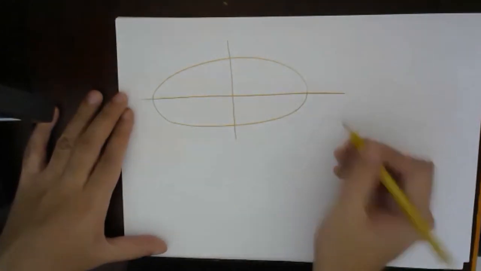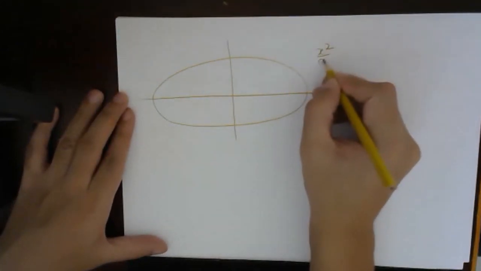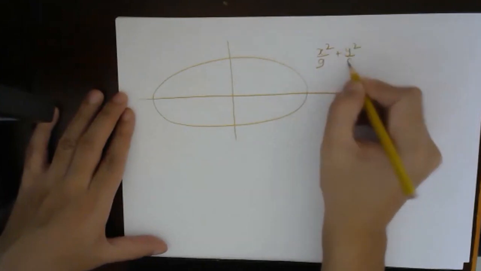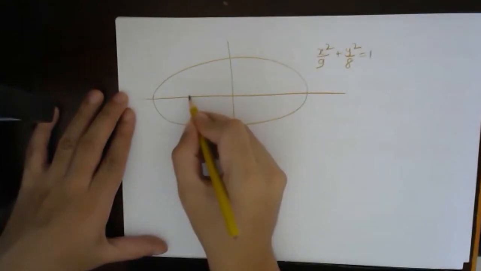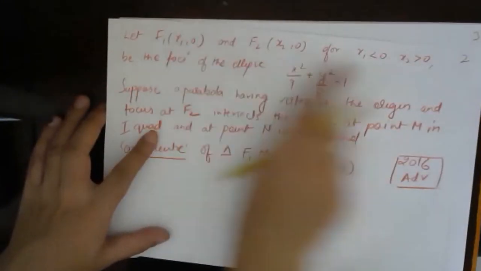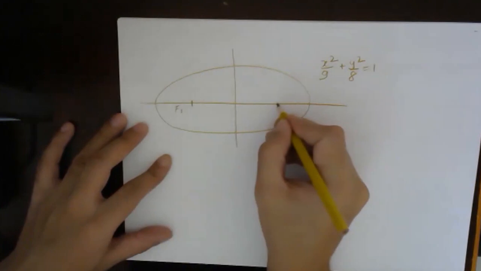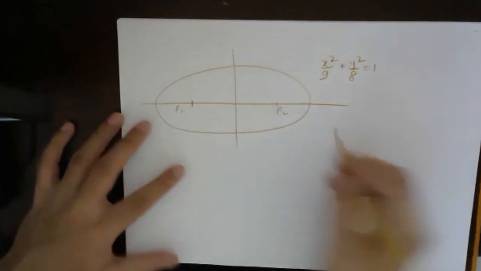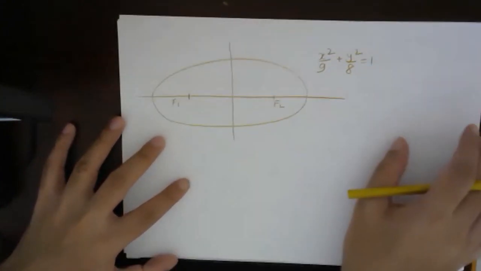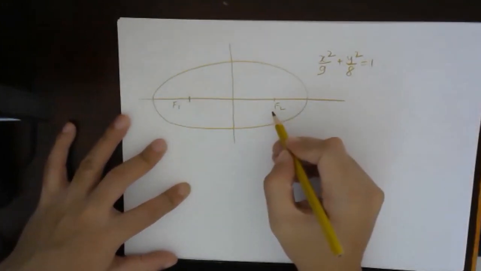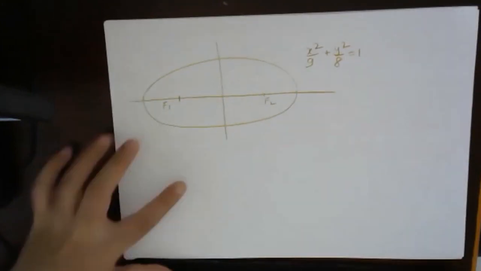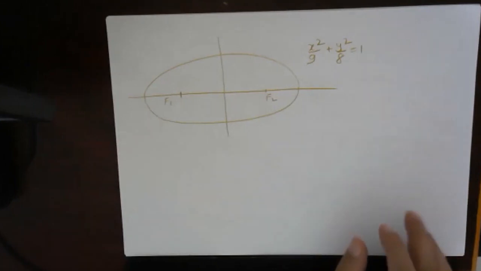Right, so this is an ellipse, x square by 9 plus y square by 8 equals to 1. Now they have given F1 and F2, where x1 is less than 0 and x2 is greater than 0. So this is F1 and this point is F2. First I have to find the two foci. To find the foci, I have to get the value of e. Anybody has got the value of e?